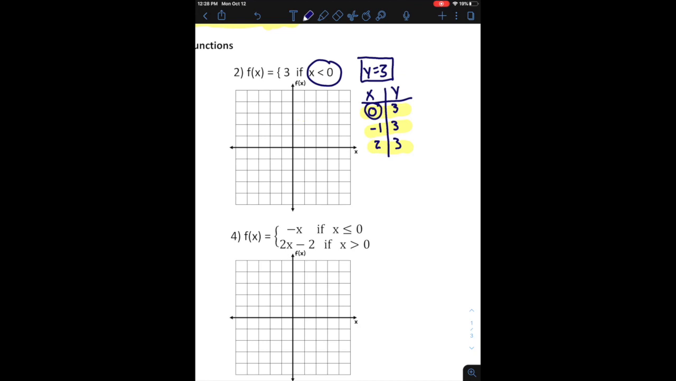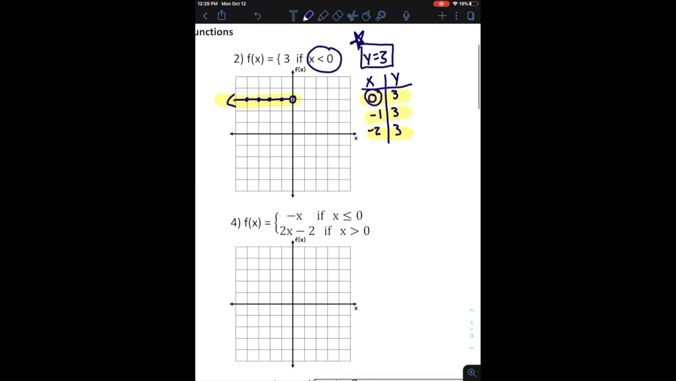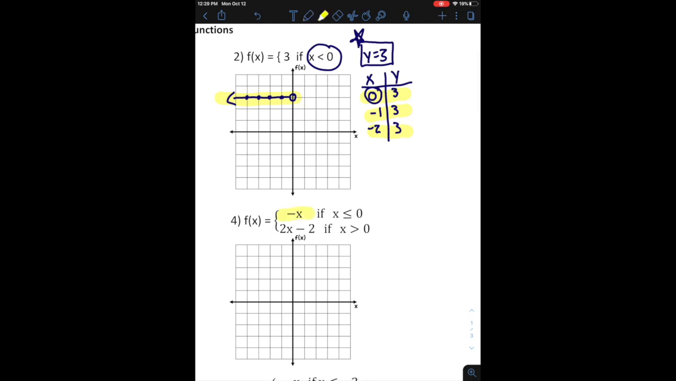I can now plot these ordered pairs and see what the piece of the line is that they want me to graph. Since the x values have to be less than 0, and I chose 0 there, when I plot 0, 3, it's going to be an open circle, and every point after that will be a closed circle. -1, 3, -2, 3, and if we continued, it'd be -4, 3, -5, 3, so on and so forth. So we would just get this piece of the line with an arrow towards the left. It's not the entire equation. It's not the entire graph of the line y equals 3. It's just a piece of it.